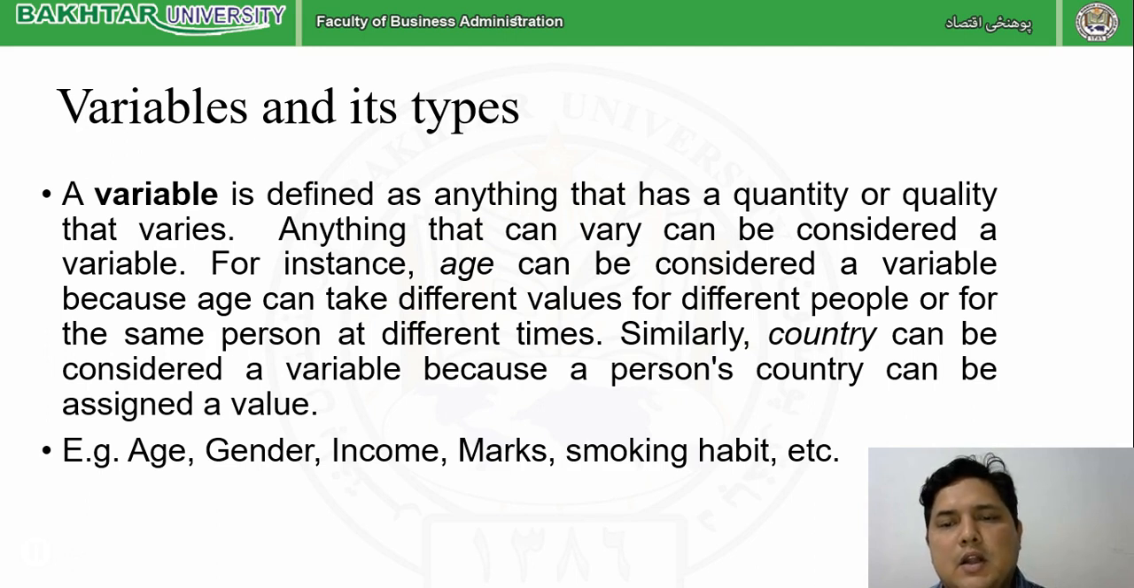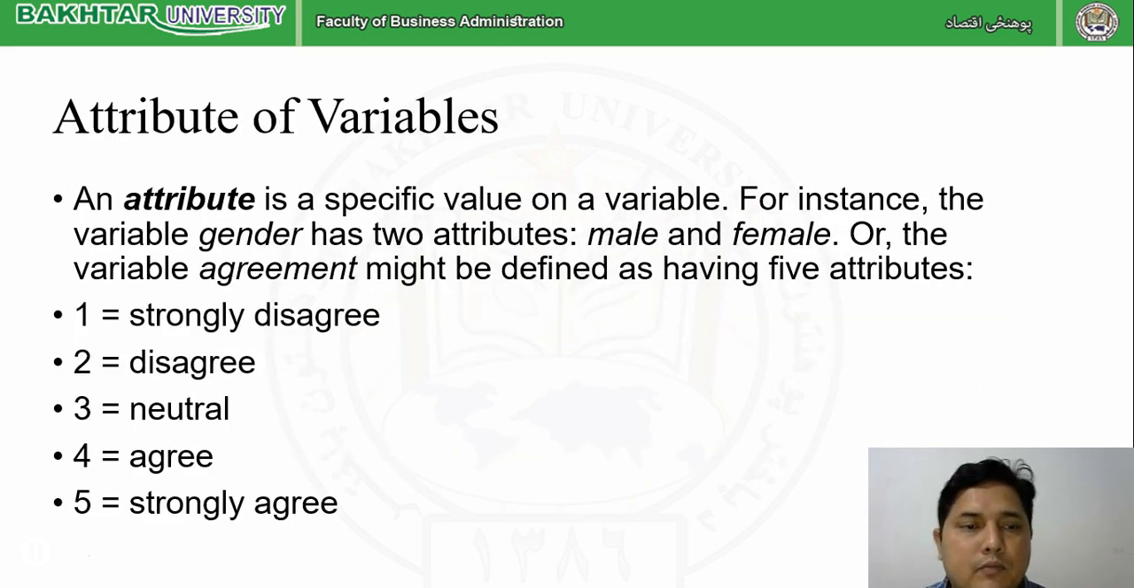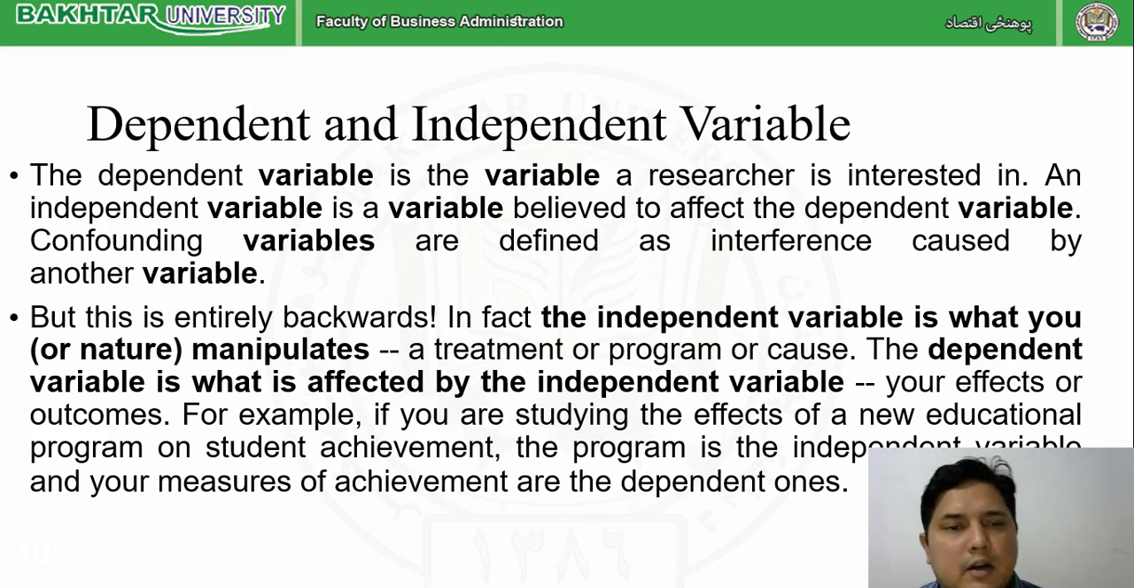If I want to see the relationship between Facebook usage, one variable, and the academic performance of the students, another variable, then academic performance is the dependent variable, dependent on Facebook usage. If you increase your Facebook usage, there must be some changes in your academic performance. Of course, there are other variables also, but we are only talking about two variables now.